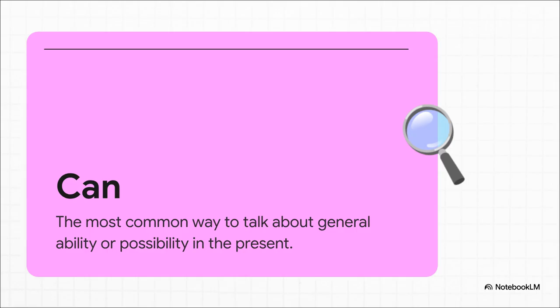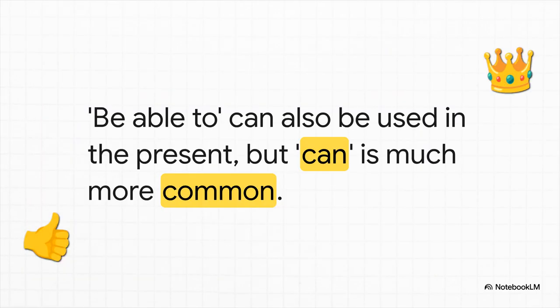Easy peasy. Now you might be thinking, what about be able to? You can definitely say, I am able to swim. It means the exact same thing as I can swim. It just sounds a little more formal. And honestly, you don't hear it nearly as much in regular chit-chat. So for now, just stick with this. In the present, can is king. We'll see where be able to really shines a little later on.